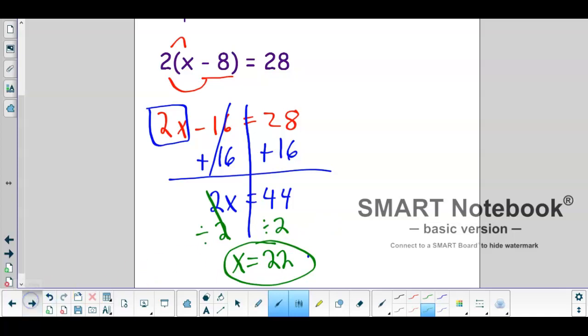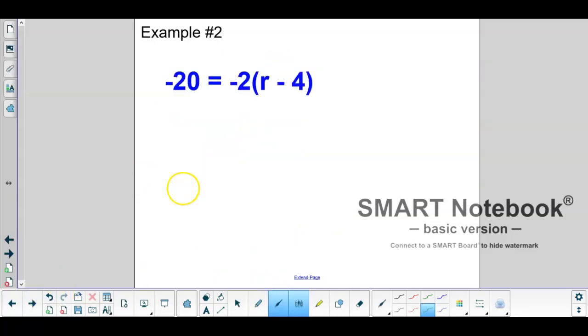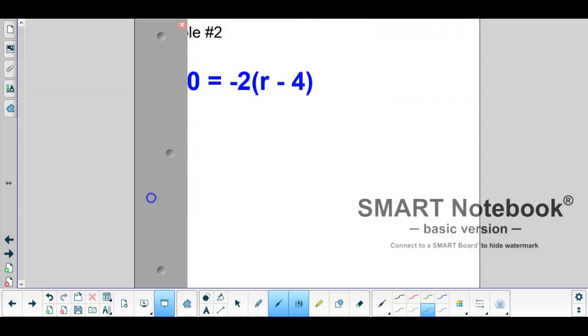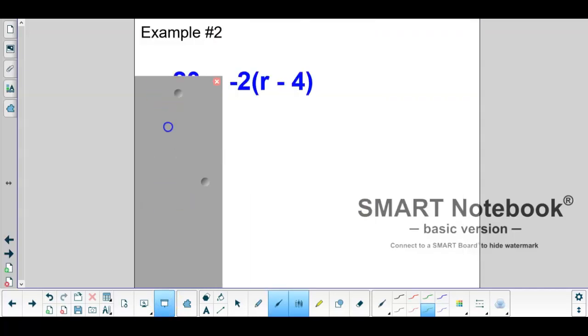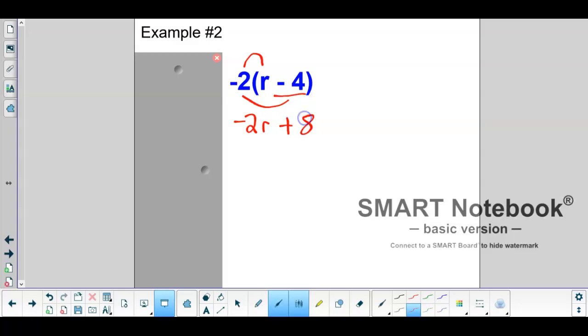All right, let's do one more together. So again, same thing. It doesn't matter what side the variable's on. If I were to hide this part of the problem that we've all seen before, we would know exactly what to do. So we're going to start there by taking that outside negative 2 and multiplying it by the quantities on the inside. So negative 2 times positive r is negative 2r. Then I have a negative 2 times negative 4, which would give me a positive 8.